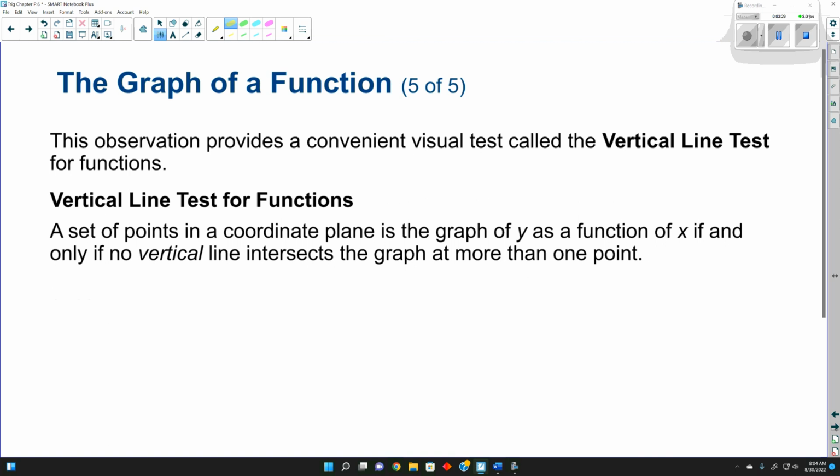Vertical line test: a set of points in a coordinate plane is the graph of y as a function. So if we can draw a vertical line and it crosses the graph at any two points, it's not going to be a function.